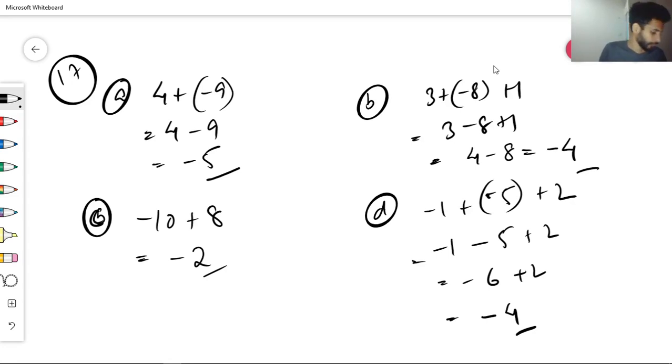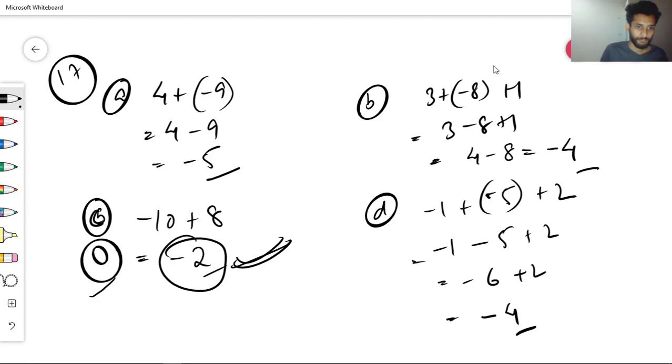So of this number, and this number, and this number, which one is to the right side of minus 3? To the right side of minus 3, only this number is there. So this is the answer. Option C is the answer.